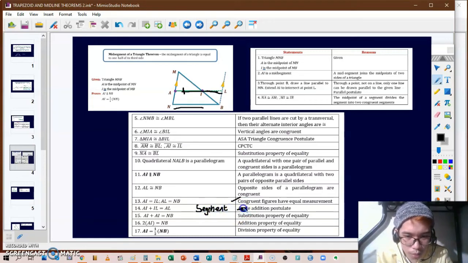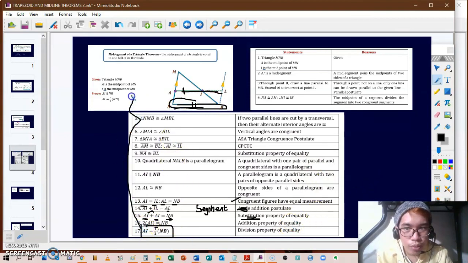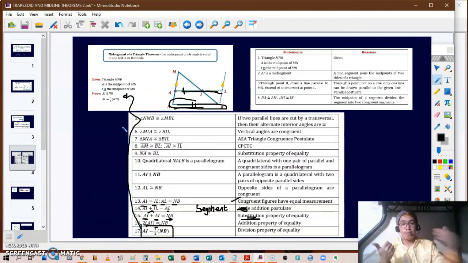Segment addition postulate. And since AI is congruent to IL, we can write 2AI, or AI plus AI, is equal to NB. Since AL is equal to NB, we can write that using the substitution property of equality. And 2AI is equal to NB. If we divide both sides by 2, we get that AI, our mid-segment, is equal to 1/2 of the third side, which is NB. Therefore we have proven our theorem, our formula: AI is equal to 1/2 the third side, or NB.